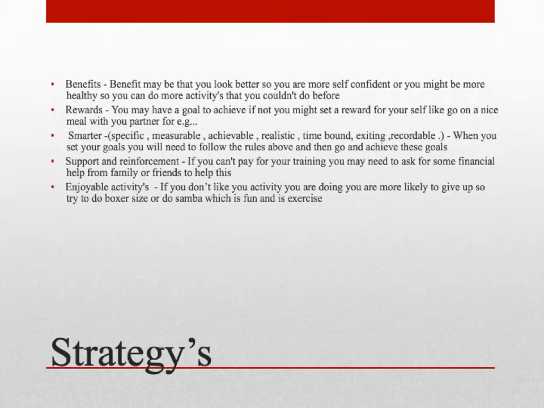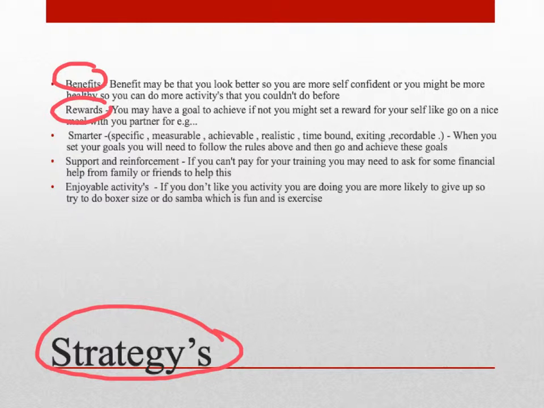Your next slide details strategies that you could use in order to address barriers, overcome barriers. The idea of a strategy is to help you to create a workaround, to help you overcome. You've identified benefits, rewards, SMARTER, so goal setting, support and reinforcement, enjoyable activities, all as strategies that you could use in order to help you overcome exercise barriers.